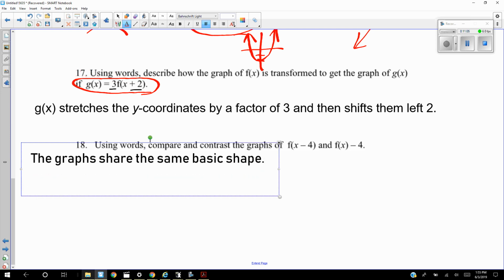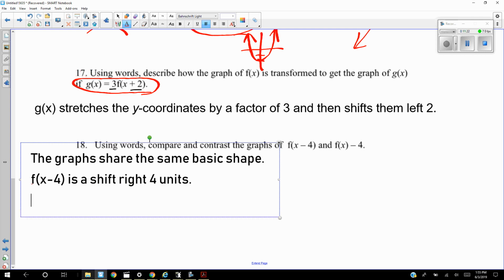So if one of them's a quadratic, then so is the other one. So they'd both be U-shaped graphs. If they're both absolute value, they'd both be V-shaped graphs. So that's what they have in common. The differences are f of x minus 4 is, of course, a shift right 4 units. f of x minus 4 is a shift down 4 units.